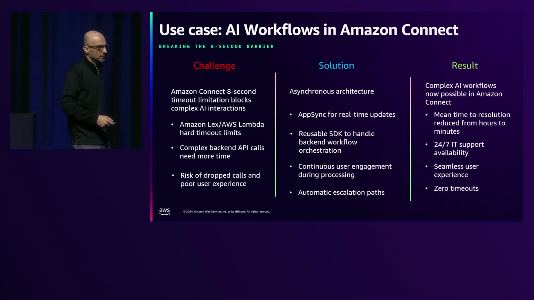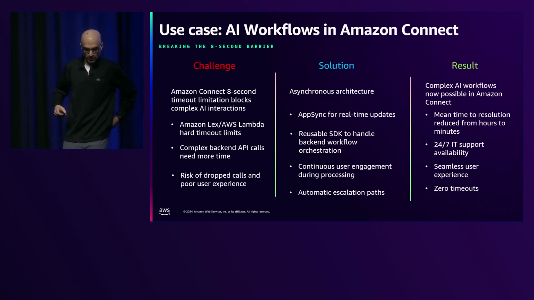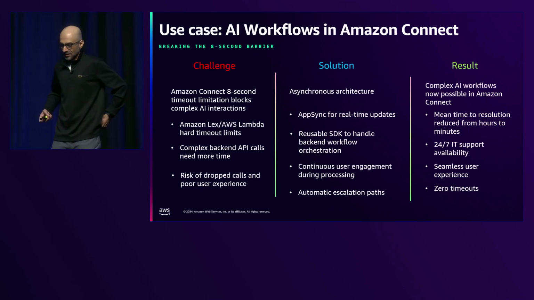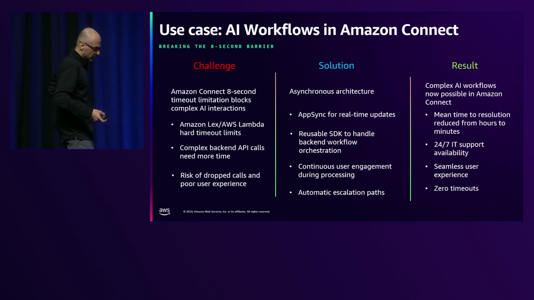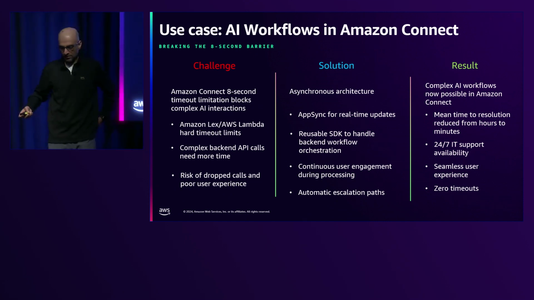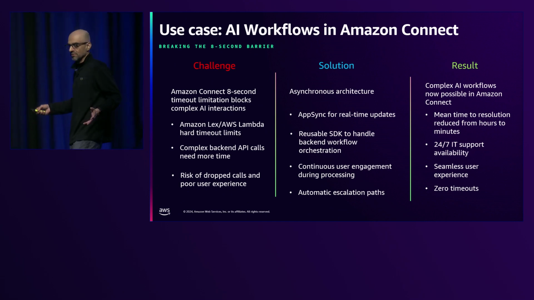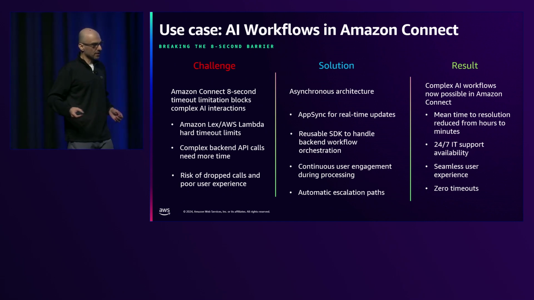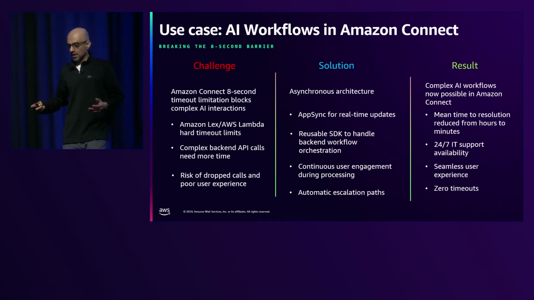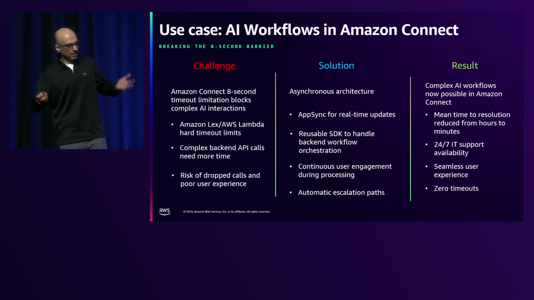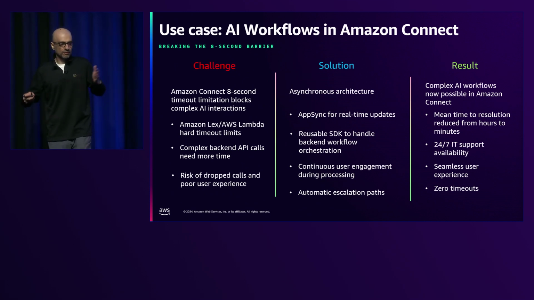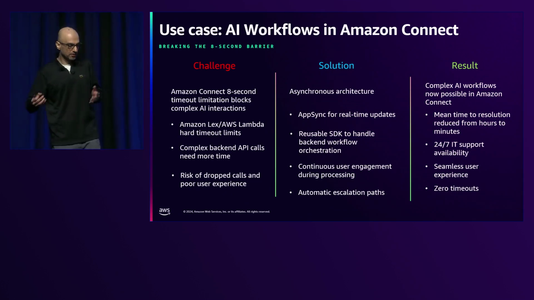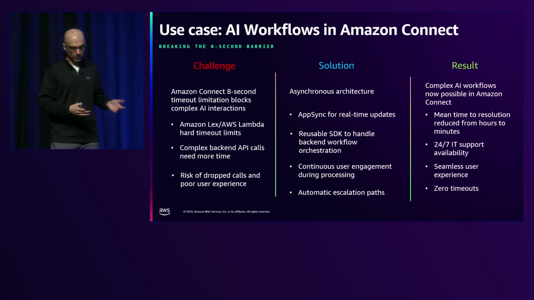Okay, so this leads us to the second, more interesting one. To me, it's more interesting because we spent a lot of time analyzing this particular challenge. The challenge was that Amazon Connect has an 8-second timeout, a very hard limit. You can't change it, and there's a real reason for this. You don't want your customer who is waiting on the phone to be hanging there for too long, right? So any kind of real-time updates need to go to the user as quickly as possible.